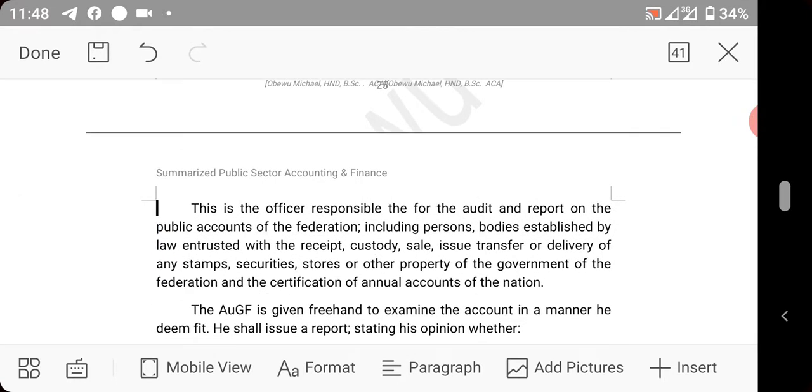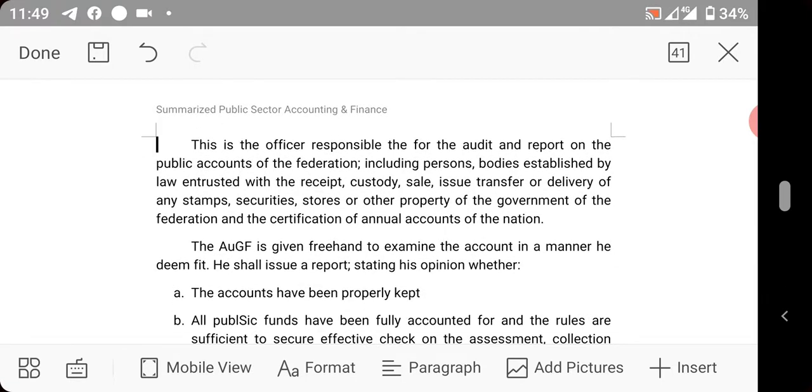Now, this is the officer responsible for the audit and reports on the public accounts of the Federation, including persons and bodies established by law, entrusted with the receipt, custody, sale, issue, transfer, or delivery of any stamps, securities, stores, or other property of the government of the Federation, and the certification of the annual accounts of the nation. That is all. Now, the AUGF is given a free hand to examine the accounts in a manner he deems fit.